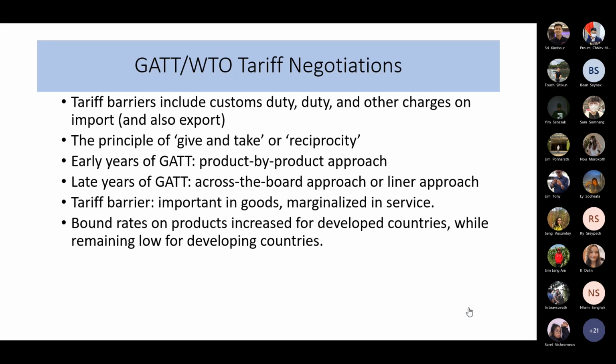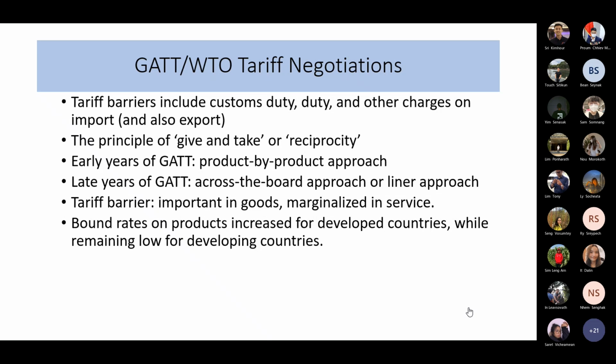And bound rates on products are mostly high for developing countries while remaining low for developed countries, meaning that when developed countries export to the poor country, they always face a high bound rate. They will need to pay a high bound rate because the bound rate of developing countries is very high. Why? Because poor or developing countries always need tariff measures as an instrument to generate income.